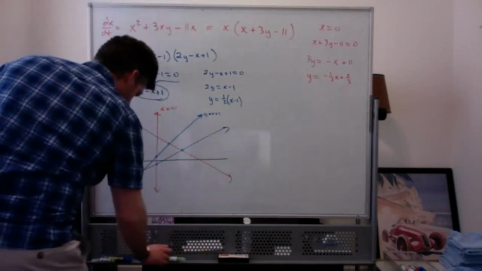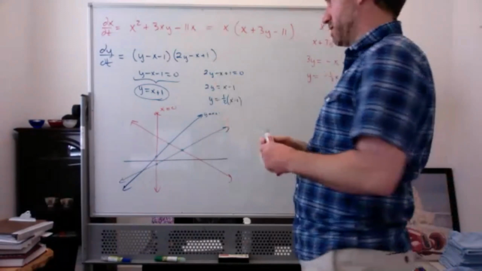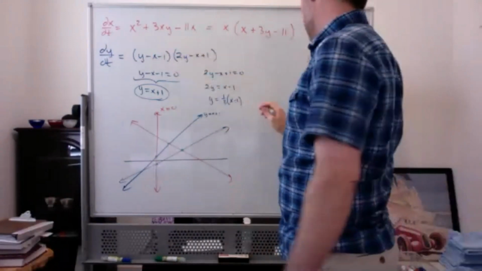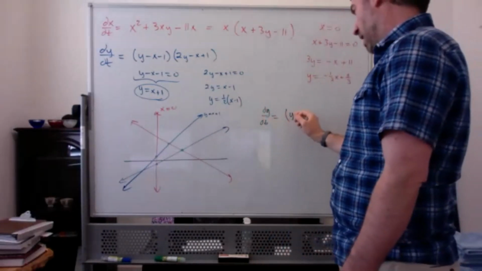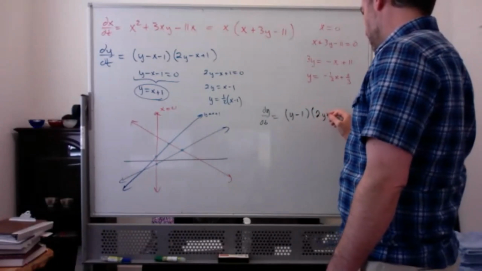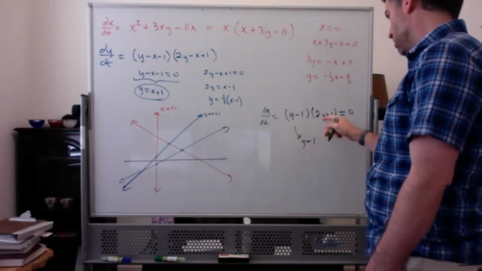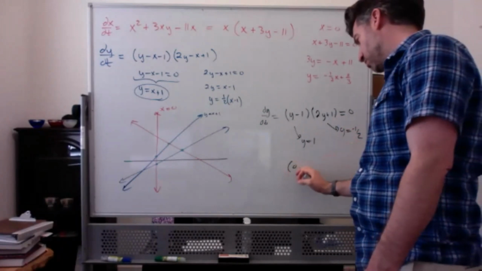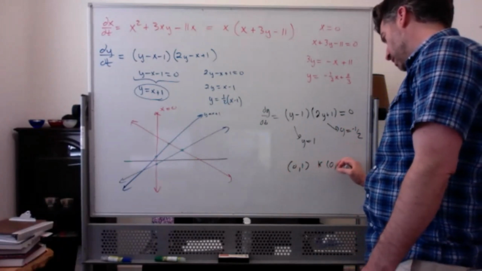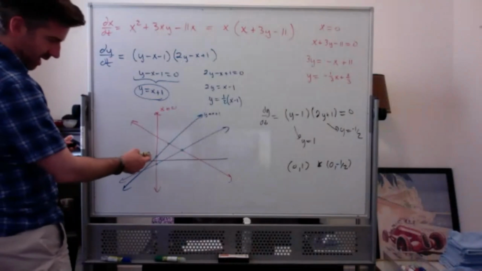What you're really doing is you're saying, okay, I'm going to pick this, and then I'm going to plug that into that to figure out what y has to be. So if I'm saying x equals 0, I plug that in there, then dy/dt equals (y minus 1) times (2y plus 1) equal to 0. So I either get y equal to 1 or 2y plus 1 equals 0, so y equals negative 1/2. So not surprisingly, I get (0, 1) and (0, negative 1/2), which is exactly those points there.